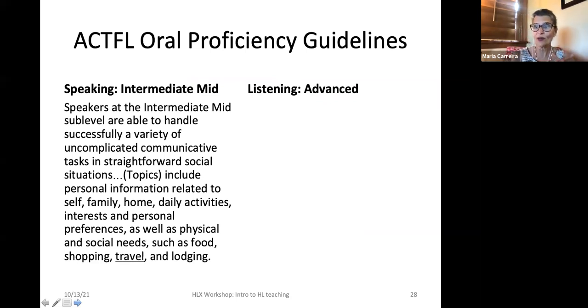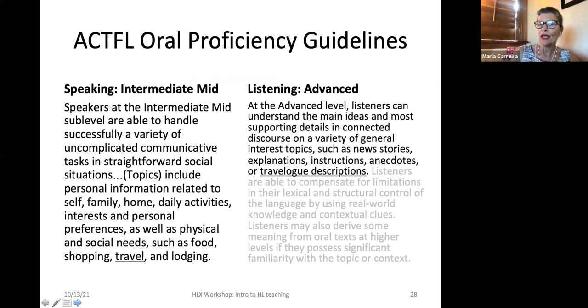And as it says there, speakers at the intermediate mid sub-level are able to handle successfully a variety of uncomplicated communicative tasks in straightforward social situations. So kind of straightforward, informal. And the topics include the self, the family, home, daily activities, as well as physical and social needs such as food, shopping, travel, and lodging. And I've underlined travel for a reason. If we look at listening at the advanced level, we can see that the topic of travel appears there too.